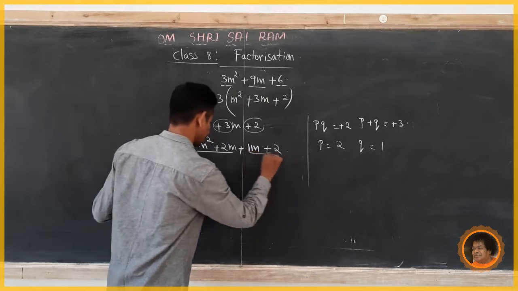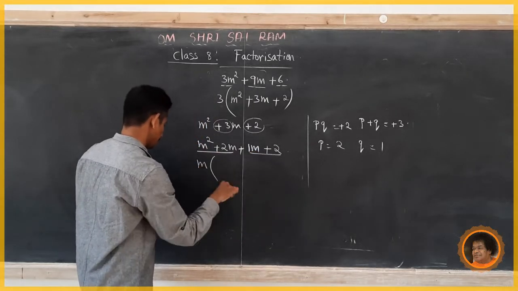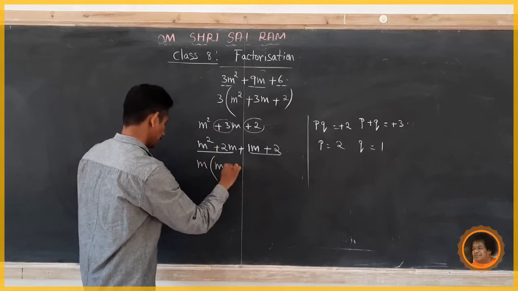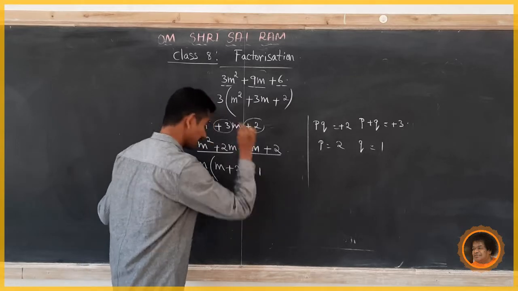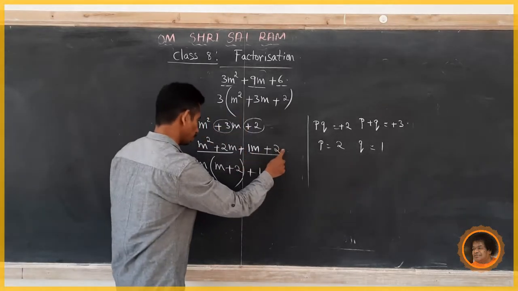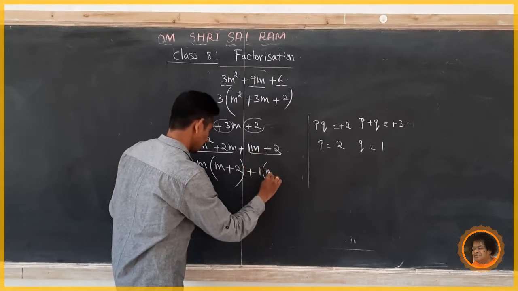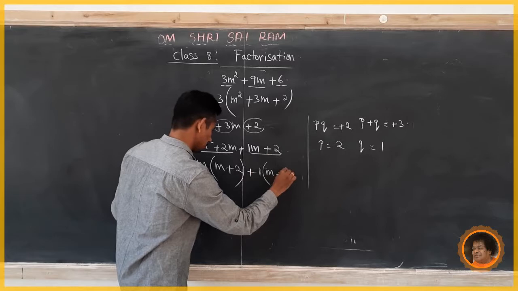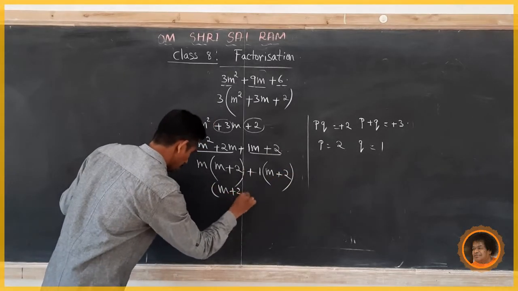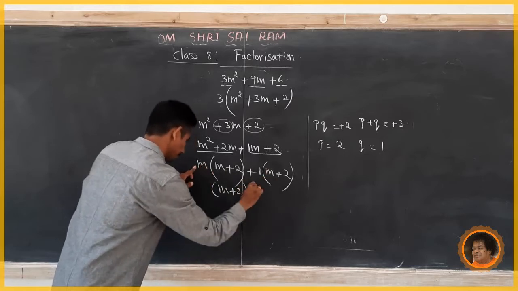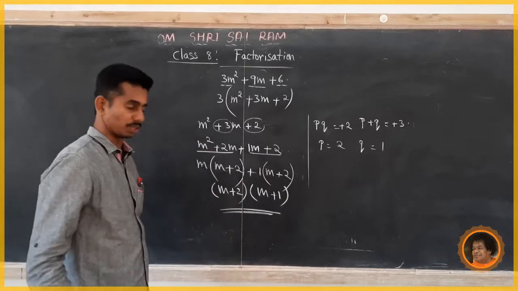Now, this is the first group, this is the second group. Which one is common term in this? M squared, 2m, m is common. So, we get m plus 2m by m, we get 2. Plus 1m plus 2, 1 is the common term. So, we get 1m by 1 means m, then 2 by 1 means 2, m plus 2. Now, write the common, m plus 2 is common. So, then m, then plus 1, m plus 2 into m plus 1.